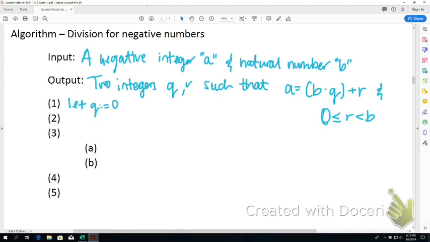And then the second step is let R equal A, just like in the previous algorithm, except we're missing that first step of comparing A and B. And then what are we going to do? Well, we're going to repeat.